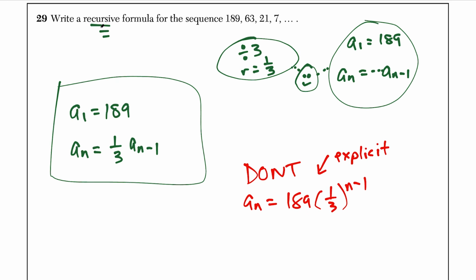But once again, they wanted us to give a recursive formula, not an explicit formula. So this is a nice answer, but this would only get us 1 out of 2 points. If we want the full credit, we have to write it in this form here.